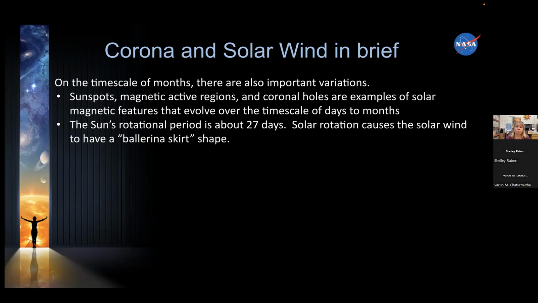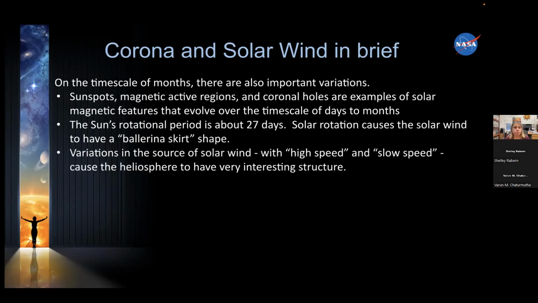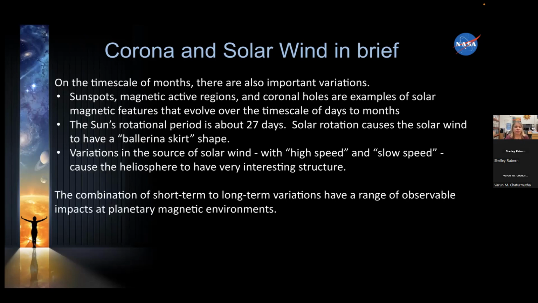It can also have other very large scale structures that become even more important as we go farther out into the heliosphere. It's the variations in the source of the solar wind, again, this kind of general realm of high speed and slow speed, that cause the heliosphere to have this very interesting structure, even in the absence of any eruptions, any transients. So the combination of long-term to short-term variations have a range of observable impacts at the planetary magnetic environments as they propagate through the heliosphere.